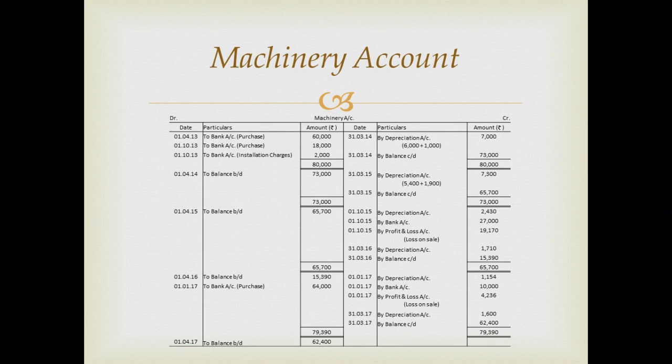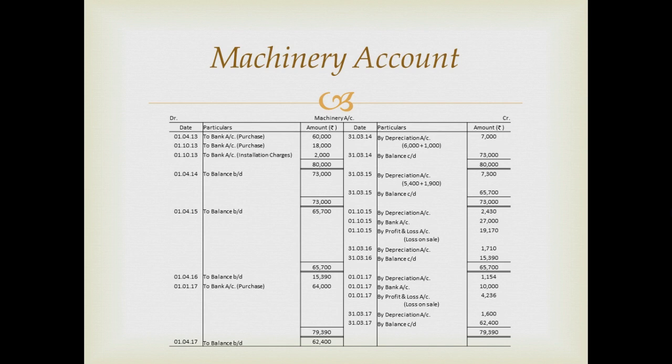On 1st October 2015, we have charged by depreciation account 2430 for the machine which was sold on that date. On 1st of October 2015, we have by bank account 27,000, and on the same date by profit and loss account, which is the loss on sale, rupees 19,170. On 31st March 2016, we have by depreciation account 1710 and by balance C/D is 15,390, which is brought down on 1st of April 2016 as to balance B/D rupees 15,390.